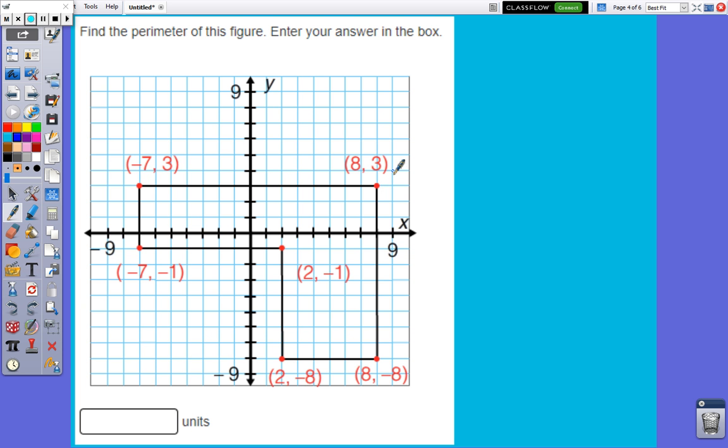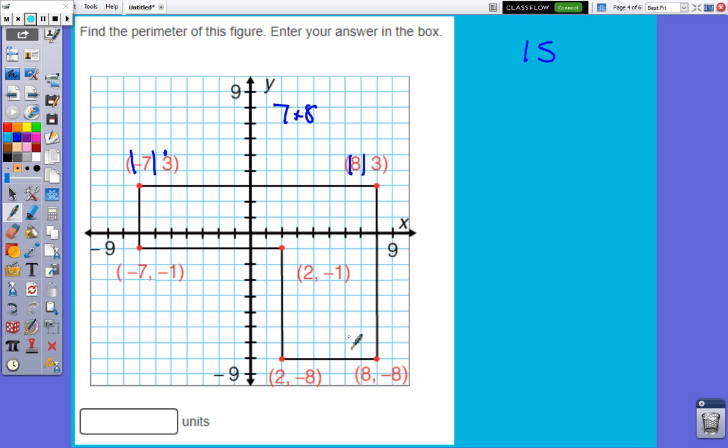(-7, 3) and (8, 3). Well, the 3's are the same. Don't need those. I need the absolute value of -7 and the absolute value of 8. The absolute value of -7 is 7, plus 8 gives me 15. So that side is 15. I'll put that 15 over here. I go from (8, 3) all the way down to (8, -8).